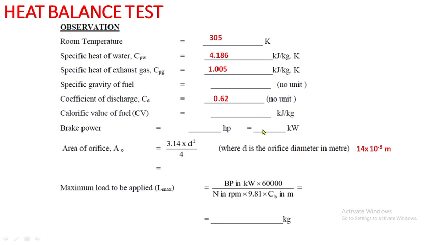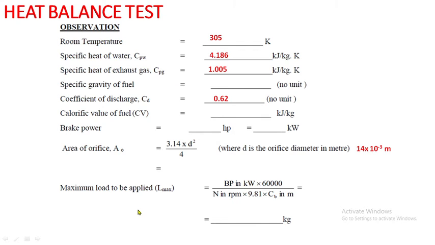So these are all the things well known to us. Here, one more different parameter is the area of orifice, again pi d square by 4. The area of orifice is where our air intake goes inside the cylinder. The orifice diameter is 14 mm, 14 into 10 power minus 3 meter. You can calculate this area of orifice for the upcoming calculations of heat balance.